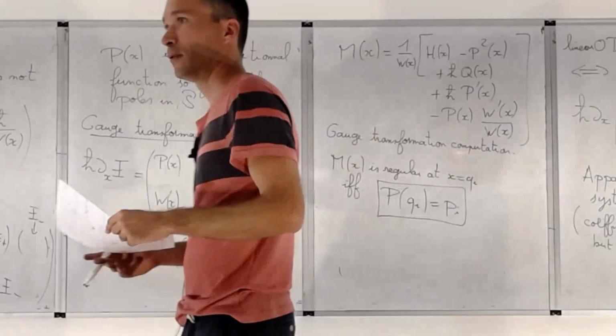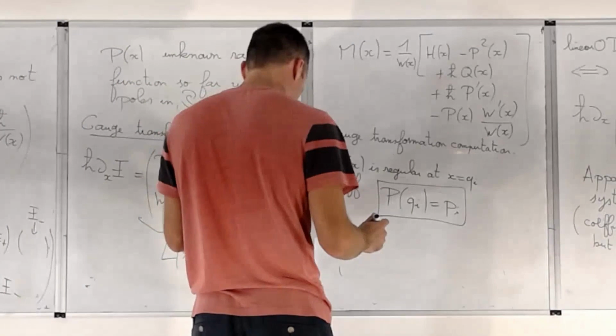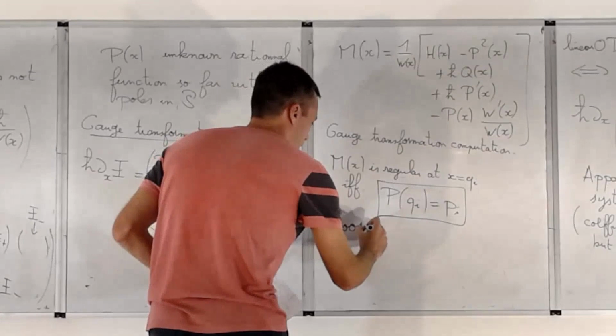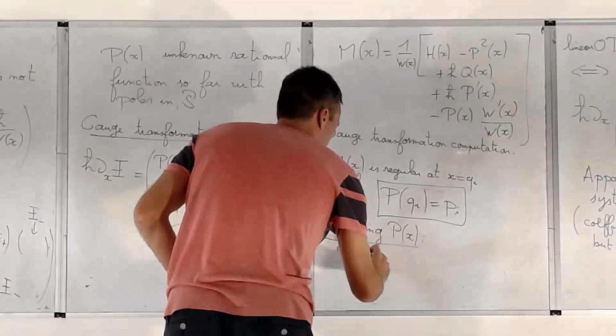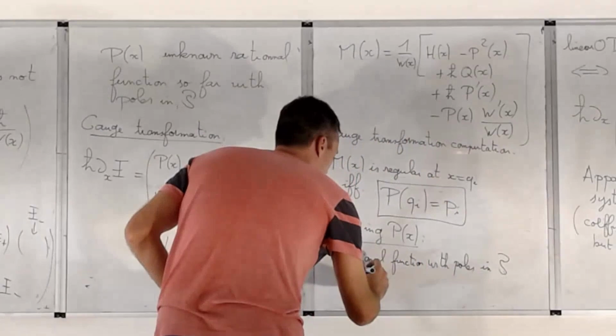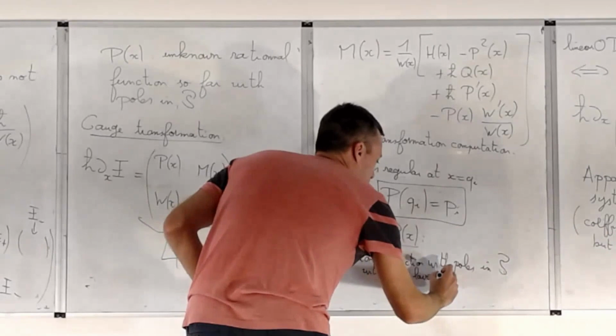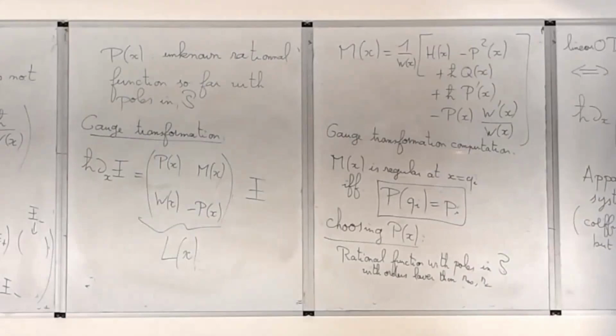But p is unknown, so this kind of condition does not fix p completely. So, how do you fix it? So we know that it should be a rational function with poles in P, and you don't want the order of the poles to be greater than R nu on R infinity, because otherwise it's not very interesting, and you want this condition.